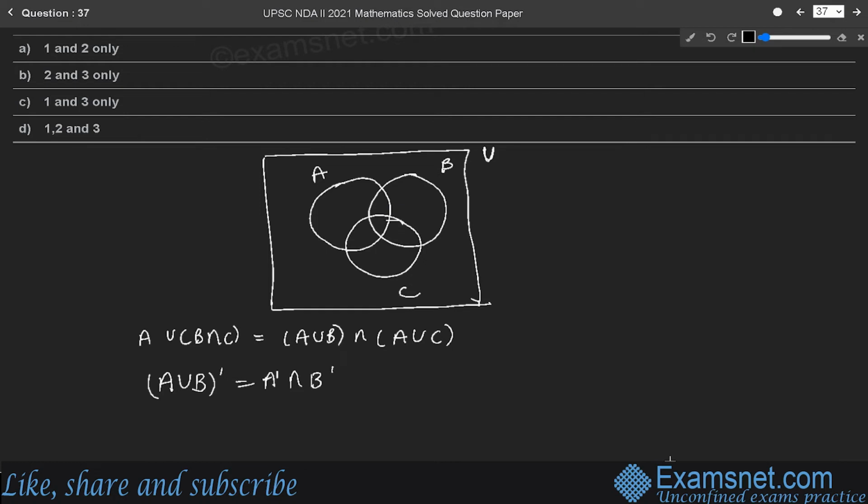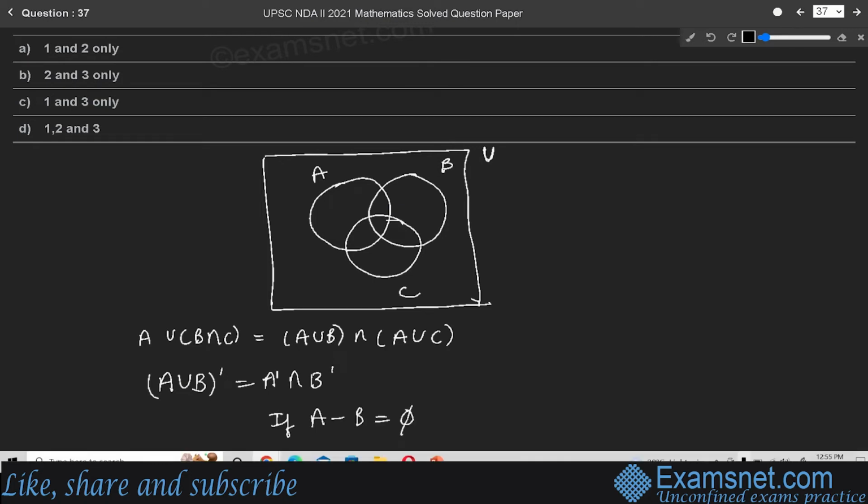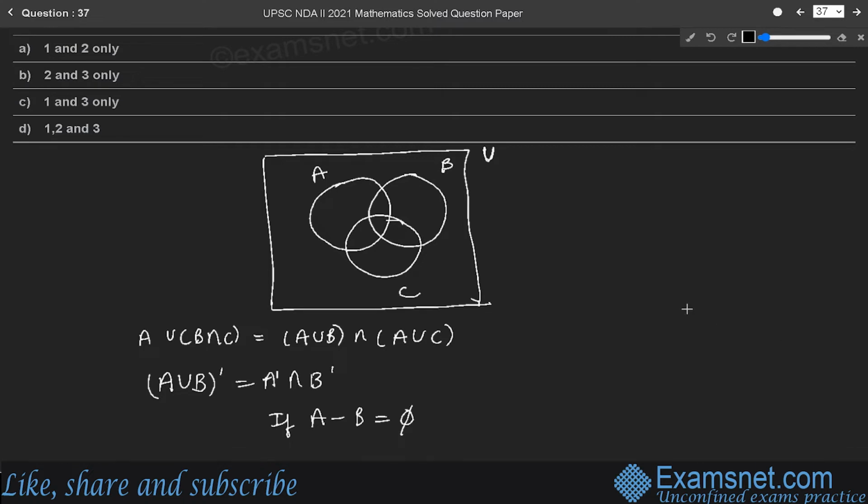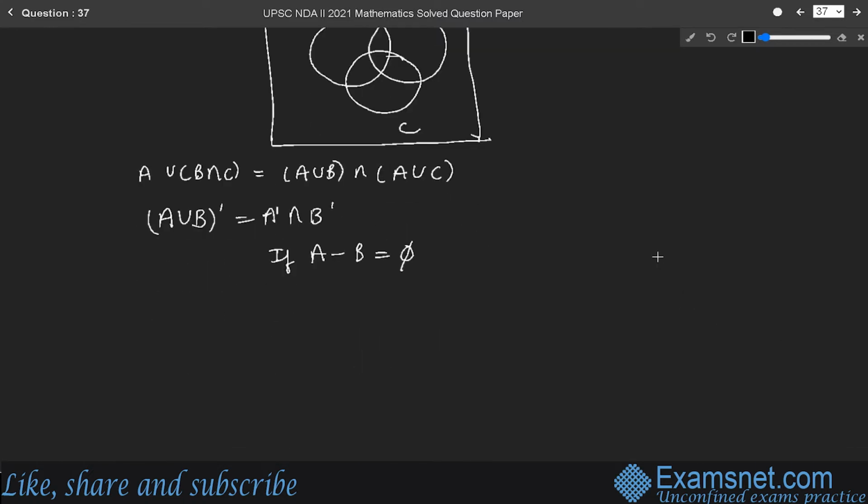Also we know that if A minus B is equal to phi, phi meaning a null or empty set, then we cannot say that A is equal to B. We cannot say this statement.